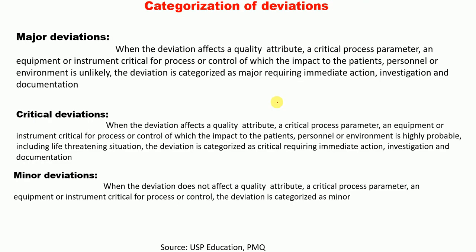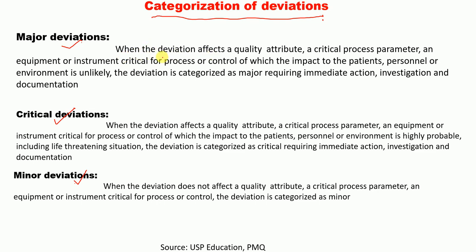And now the next important thing to understand is that there are different types or categories of deviations. So the categories include major deviation, critical deviation, and minor deviation. So basically three main categories that I'm going to discuss here. So what is a major deviation then?